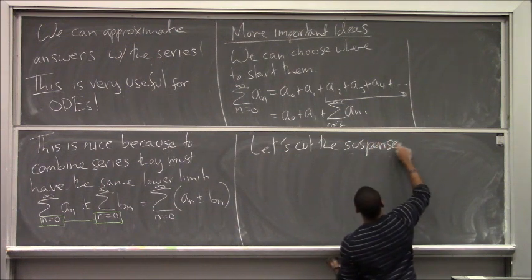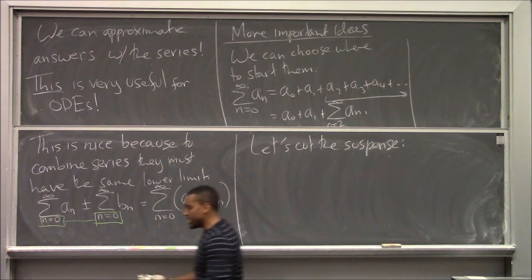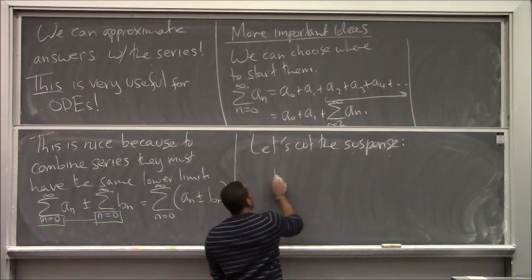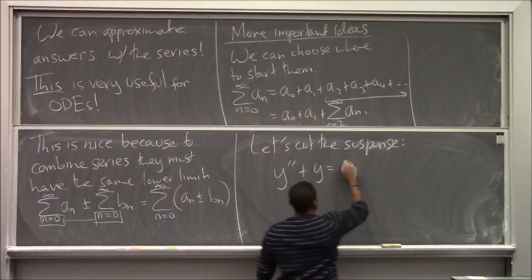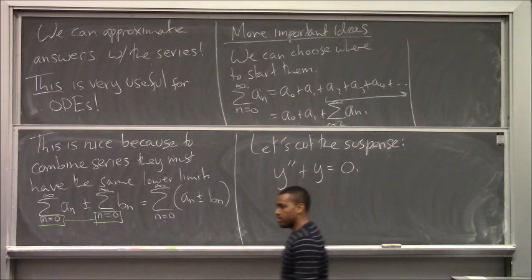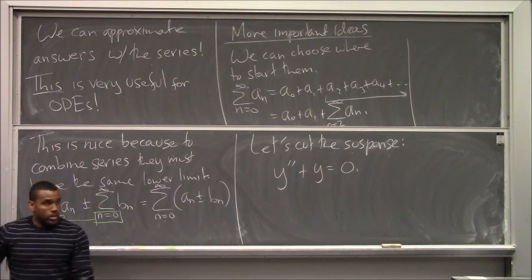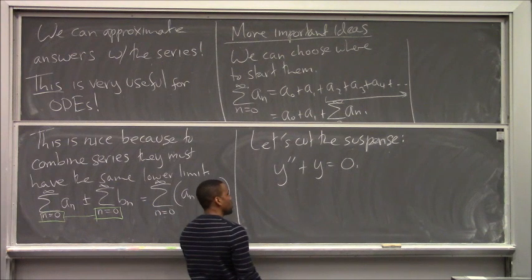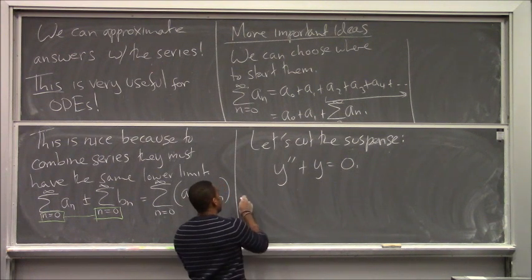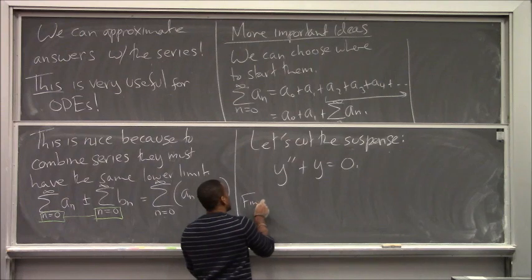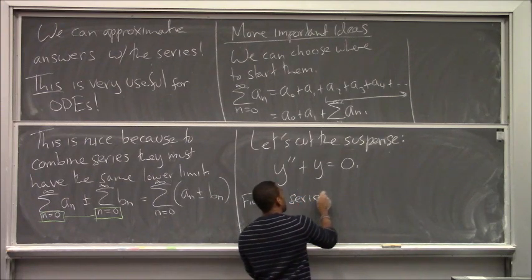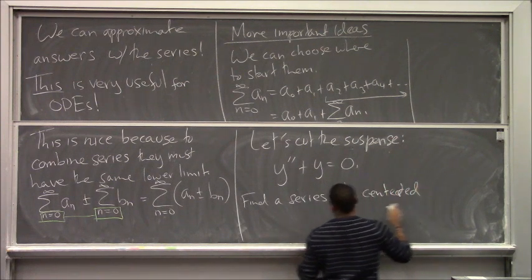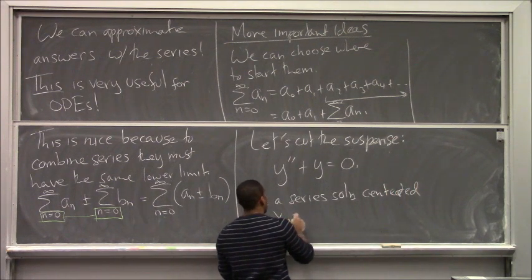Let's cut the suspense and do a very simple example so you can see what I'm talking about. Let's just jump into it. y double prime plus y equals 0. We know what that solution is, right? Sin x and cosine x, right? How would we actually solve this using a series? Find a series solution centered at x naught equals 0.